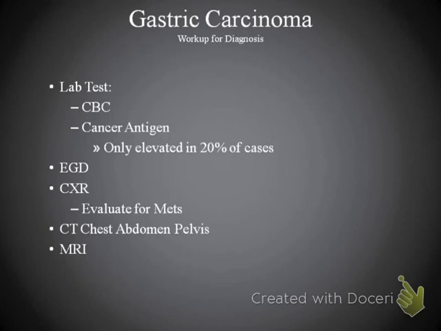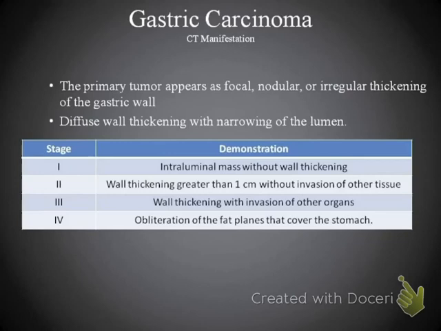We have lab tests such as CBC and cancer antigen, but it's only elevated in 20% of the cases. EGD, chest X-ray to evaluate for mets, CT chest, abdomen, pelvis, and MRI. So the way that it looks on CT, the primary tumor appears as a focal, nodular, or irregular thickening of the gastric wall, or diffuse wall thickening with narrowing of the lumen.